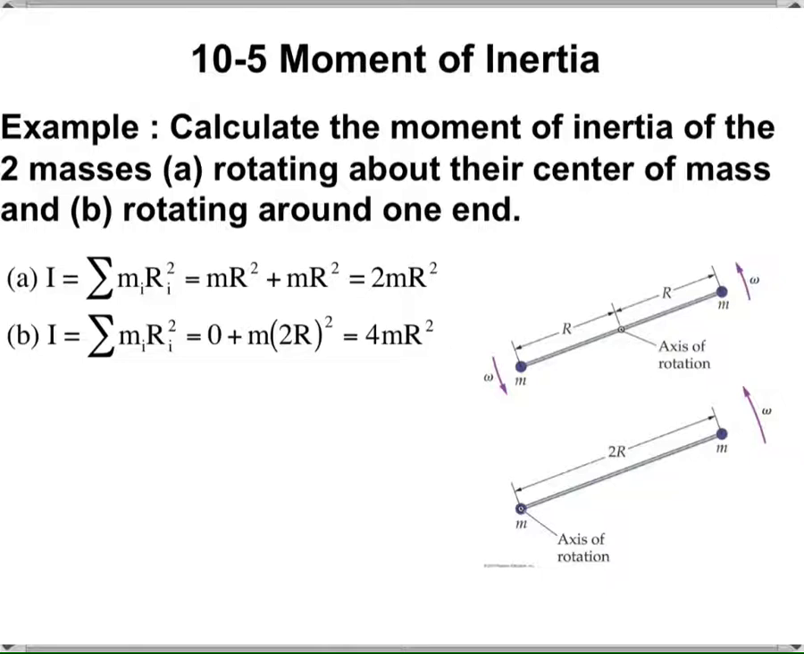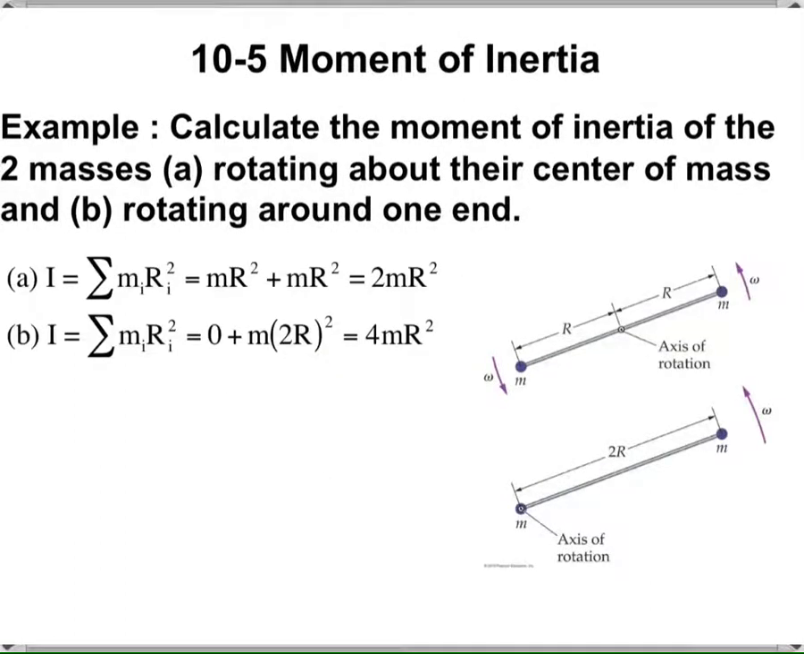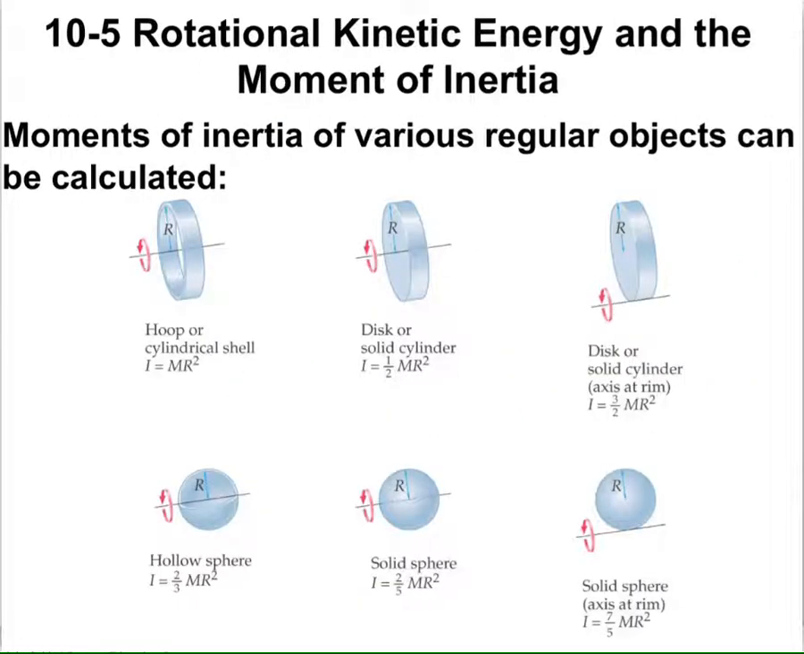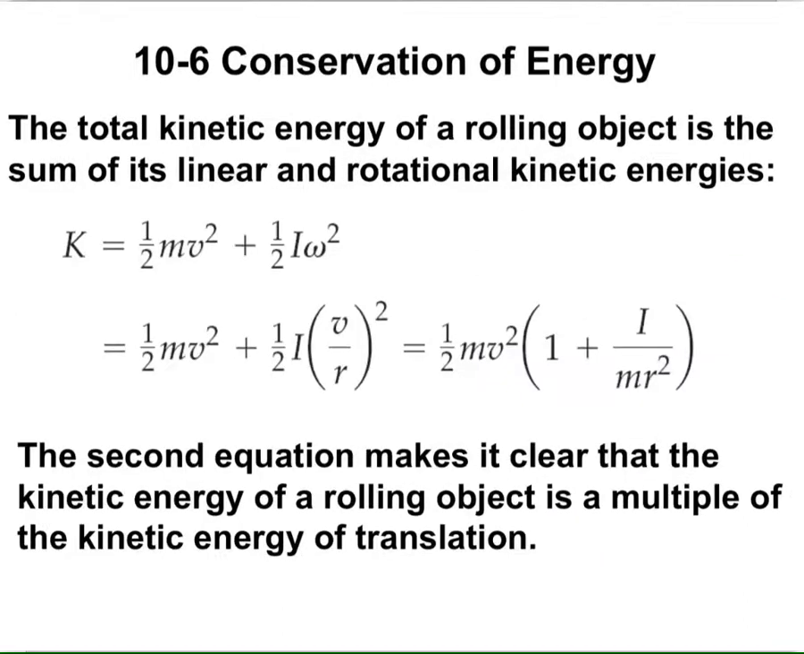And you may think that, well, you have the same system, you have the same 2 masses, but they are rotating around a different axis, just like these disks, right? This disk, for example, is rotating around this axis, passing through the center, but in here, it's rotating around a different axis, so it has a different moment of inertia. So also, the moment of inertia depends on which axis the objects are rotating.